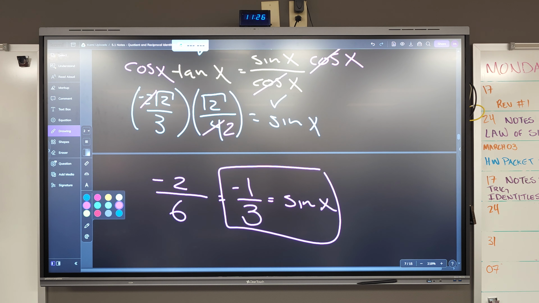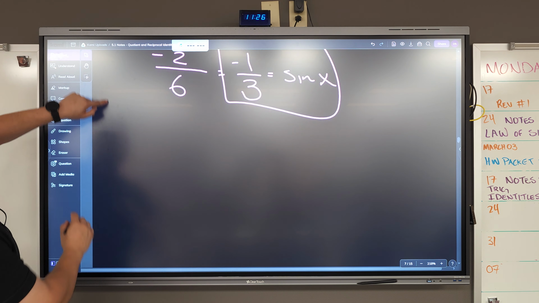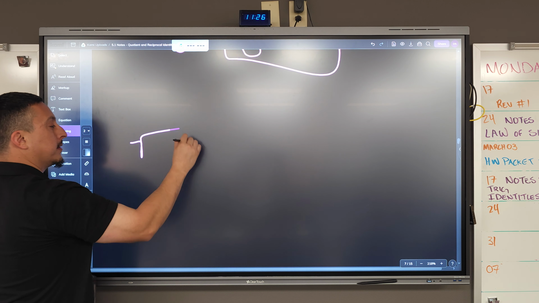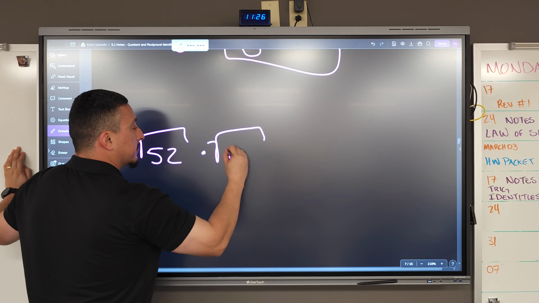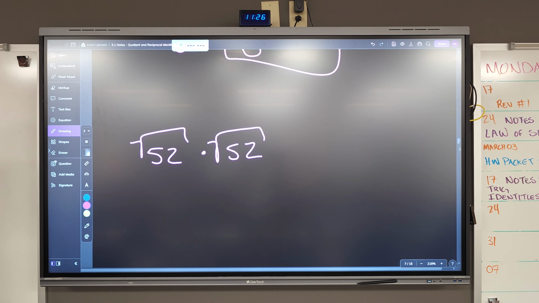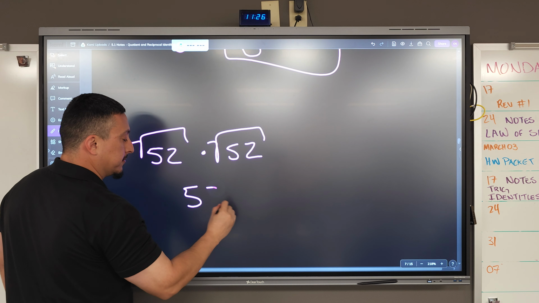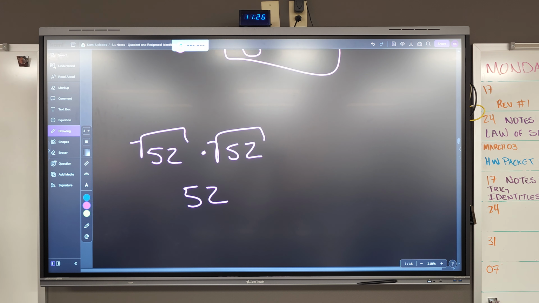Okay. Now, remember this is the notes. You still have all tomorrow to practice these, okay? Real quick, let me show you this because I saw a little bit of confusion. What's the answer to that? 52. Okay, the square roots just cancel. Everyone should be comfortable doing that.